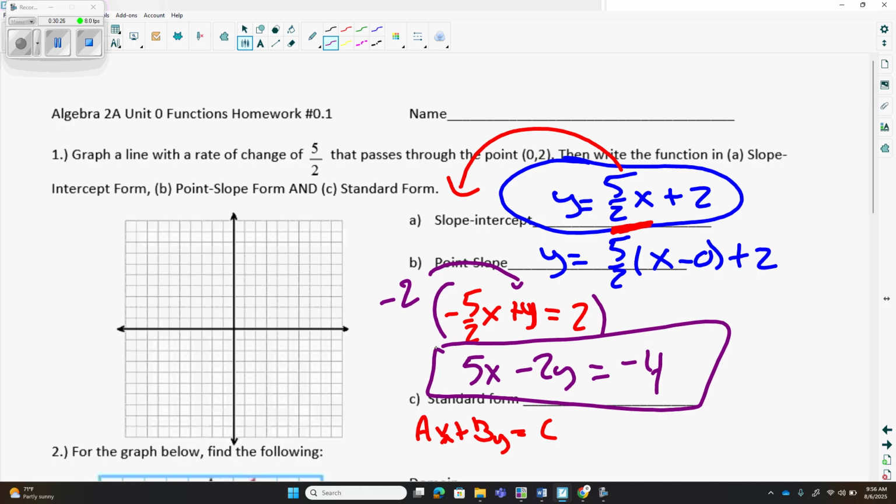Why is it plus 2 when it's plus 2? Why isn't slope-intercept form plus 2, but what's that?